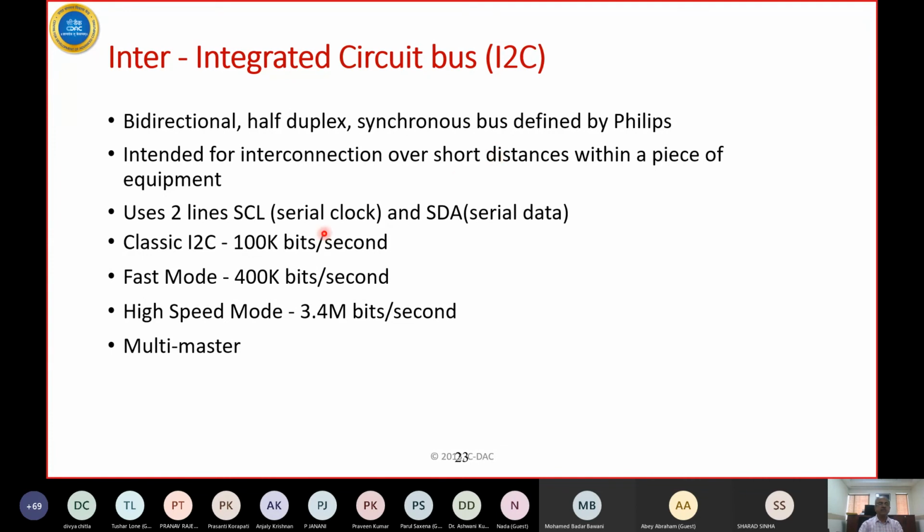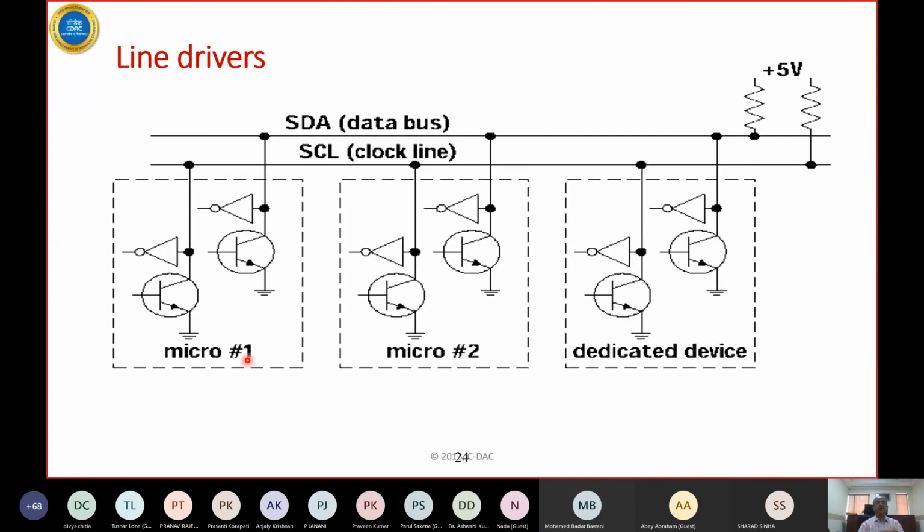So what are the signals? There are only two signals, clock and data. And the original I2C had a rate of 100 kilobits per second. There is a fast mode, high speed mode, and a few more modes that can be used for even higher data rates. It is multi-master, meaning there is a provision for having more than one master in a system. I will explain that as we go along. So this is how it looks.